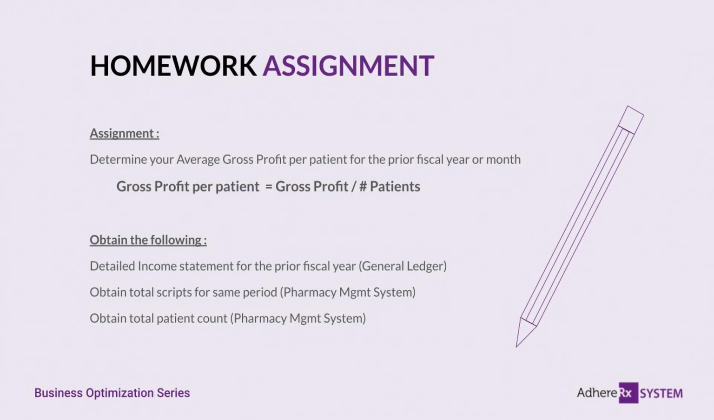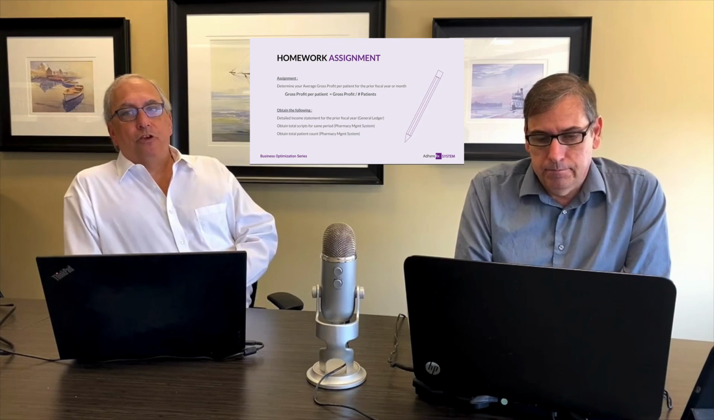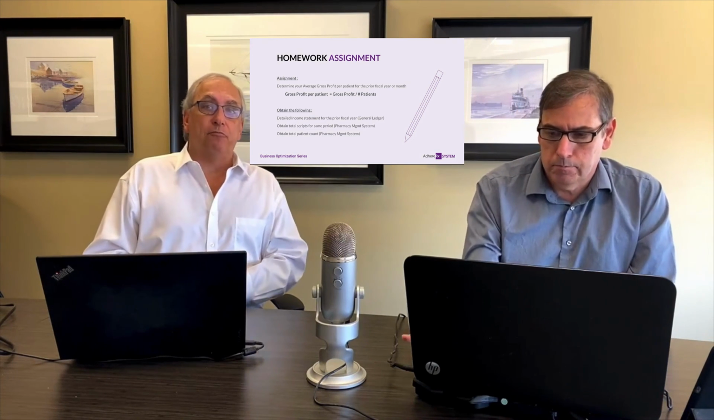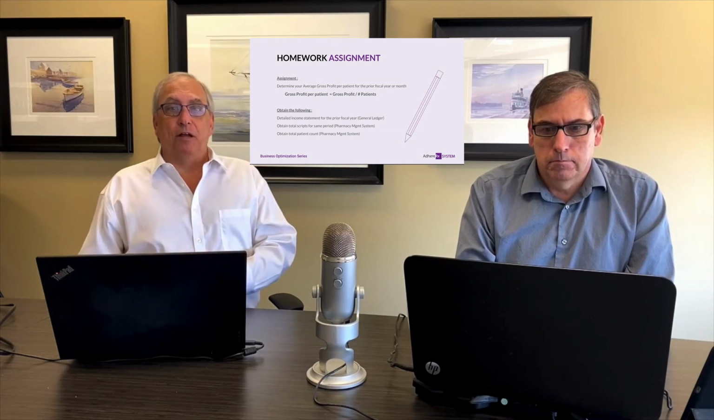Determine your average gross profit per patient for the prior fiscal year or month, whatever time frame makes sense. Now, gross profit per patient equals your gross profit divided by the number of patients. This will show how good you are at locating the number within your dispensary computer. Some pharmacists are very good about printing and getting all the information off the dispensary computer. Some not so much. Let's see if you can find this information within the computer.